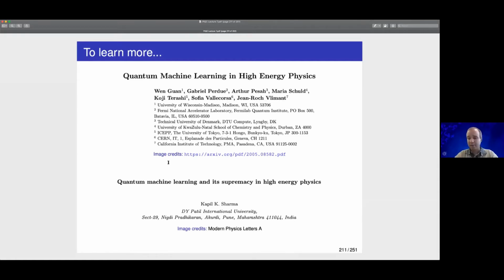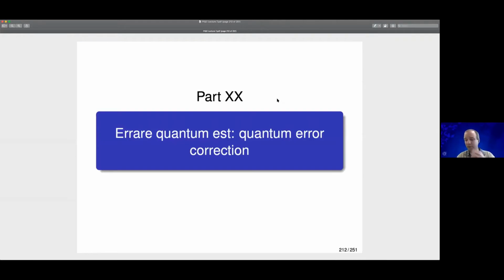Okay, so as I told you, this is more or less what I wanted to say about quantum machine learning. There are more models. You can check these surveys. For instance, this one has a co-author, Sofia Valecorsa from CERN Open Lab, and there are many different papers cited in these two surveys, which you can take a look into if you are interested in quantum machine learning for high energy physics.